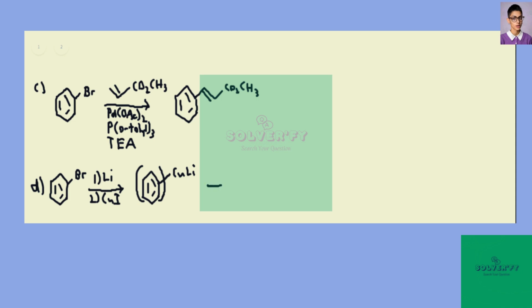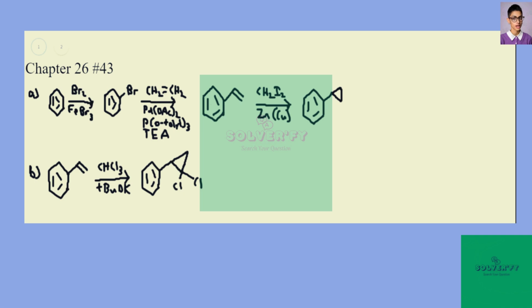Okay, and now we can do a coupling reaction to get to our product for part D. Okay, so there we go. Parts C and D on this second page here, parts A and B here on the first page, and that is the answer to chapter 26, problem number 43.